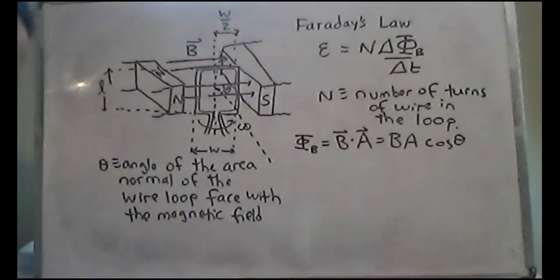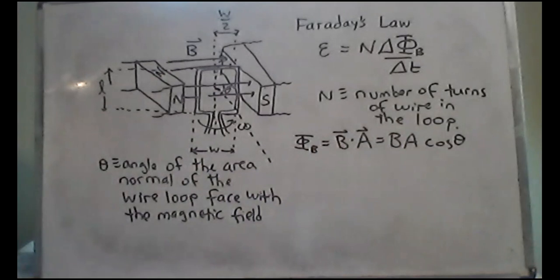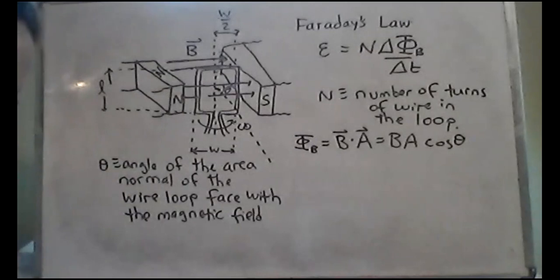It's going to change, and of course theta is going to constantly be changing as this thing moves around. The angle between the magnetic field and the area normal is going to change. All right. So again, theta is going to be time dependent.